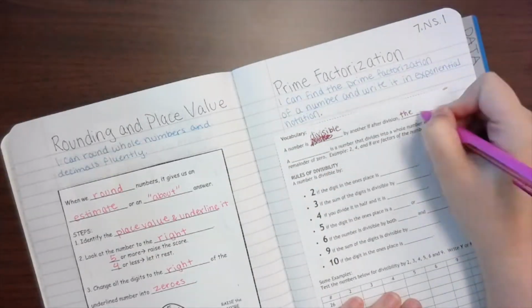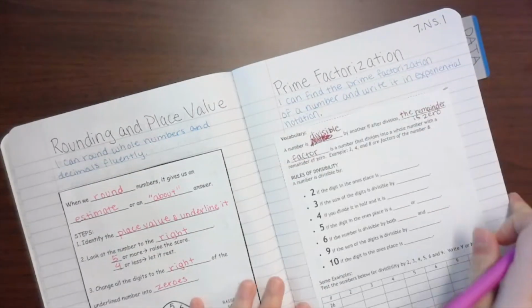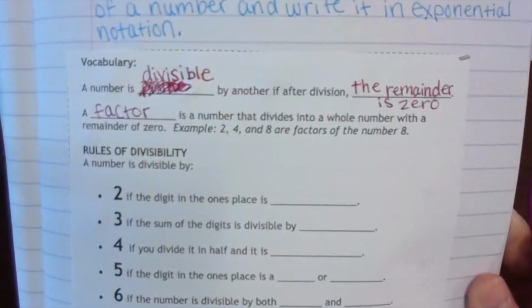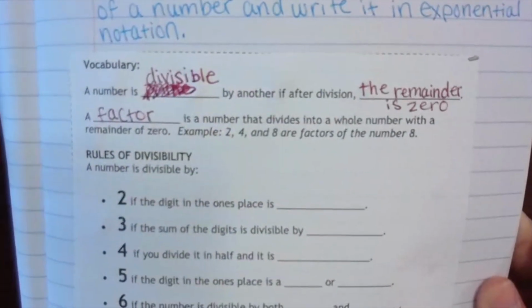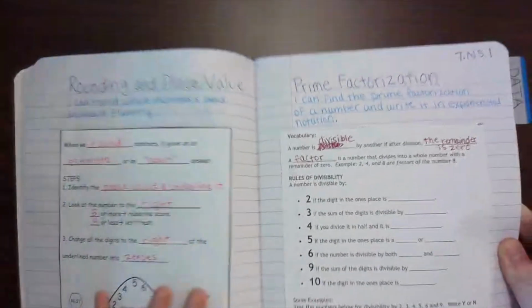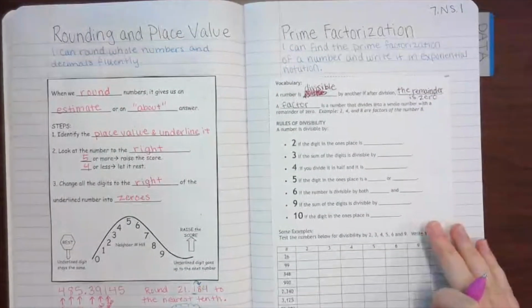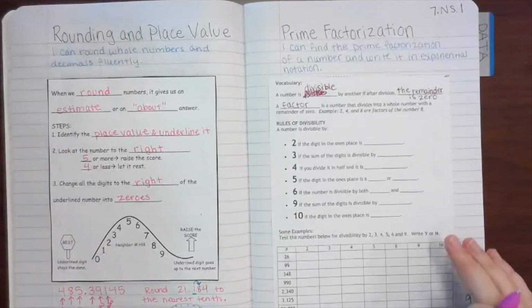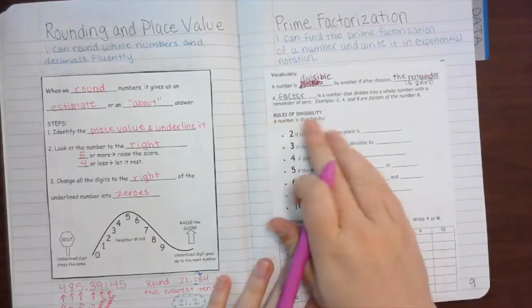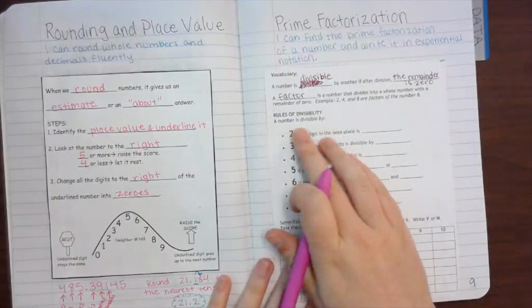A number is divisible by another if, after division, the remainder is 0. A factor is a number that divides into a whole number with a remainder of 0. For example, 8 is divisible by 2 and 4 and 8, meaning 2, 4, and 8 are all factors of 8. The divisibility rules can help you when you are trying to find the factors of a number. They will help you to quickly find what numbers you can divide by.